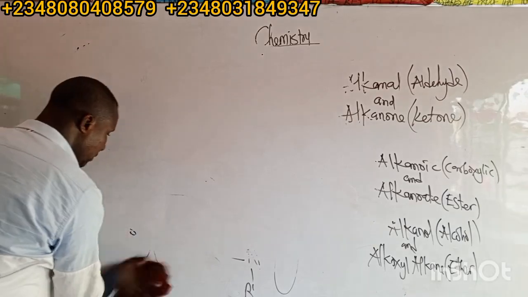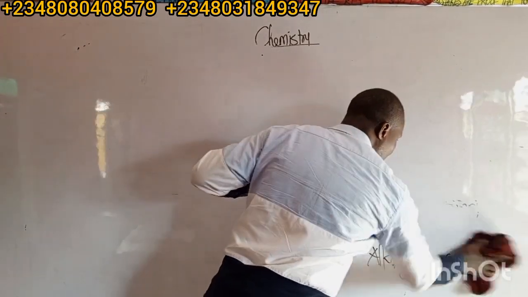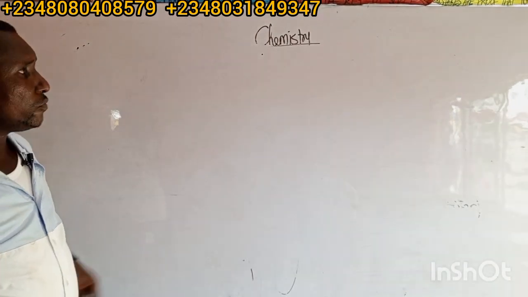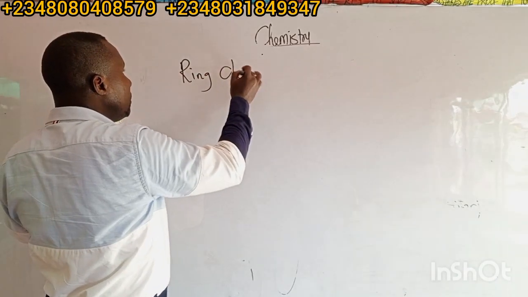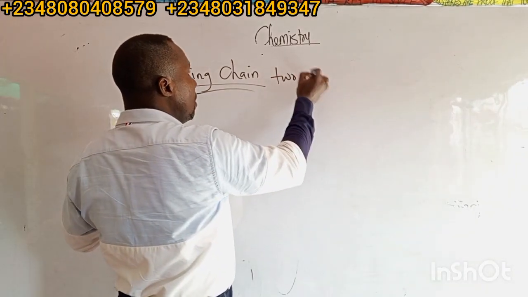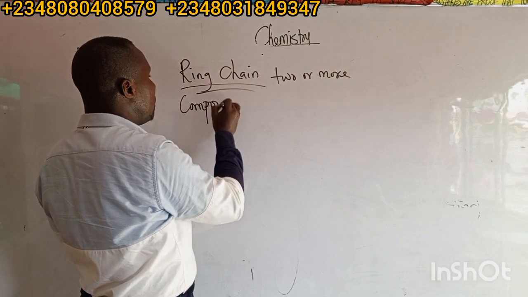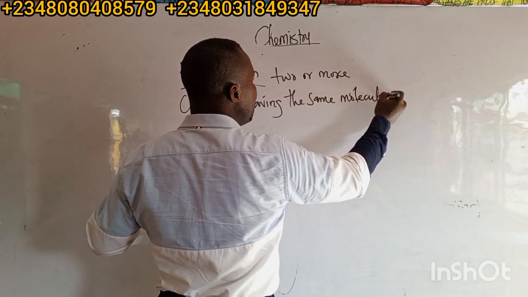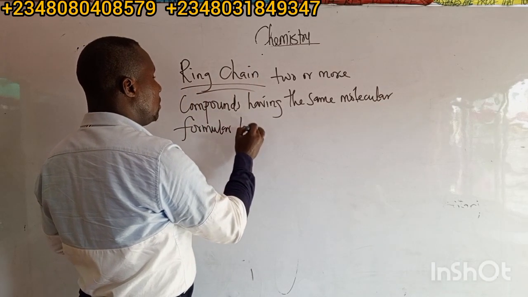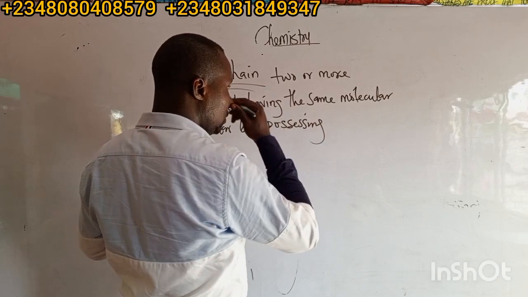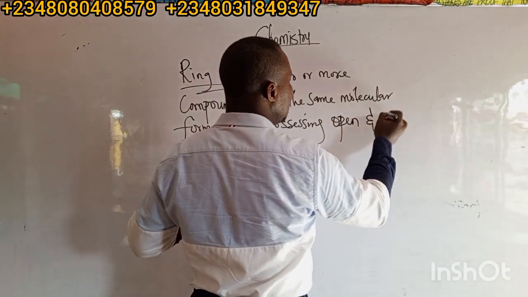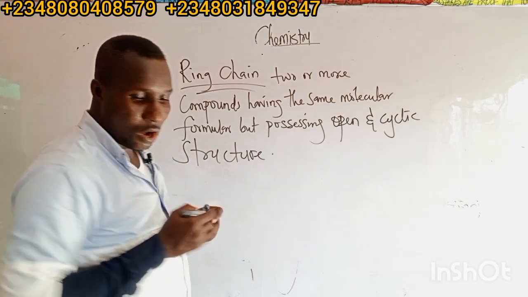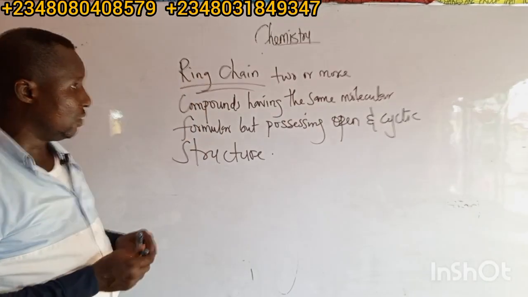Ring chain isomerism. When you have two or more compounds having the same molecular formula but possessing open and cyclic structure.